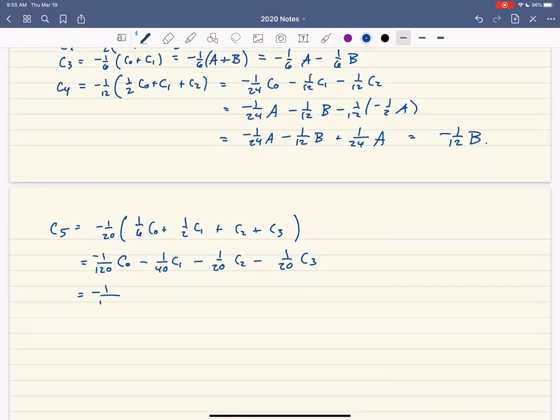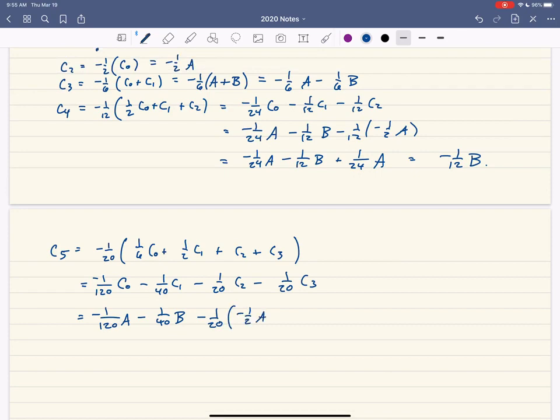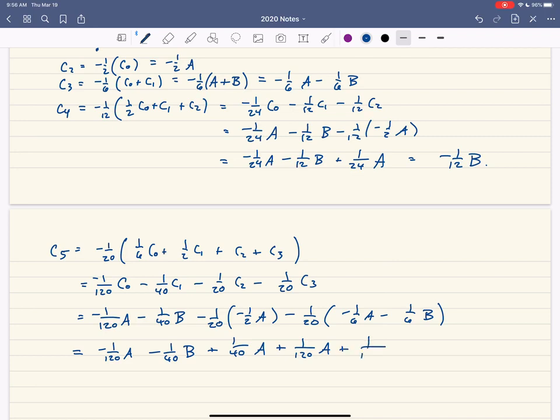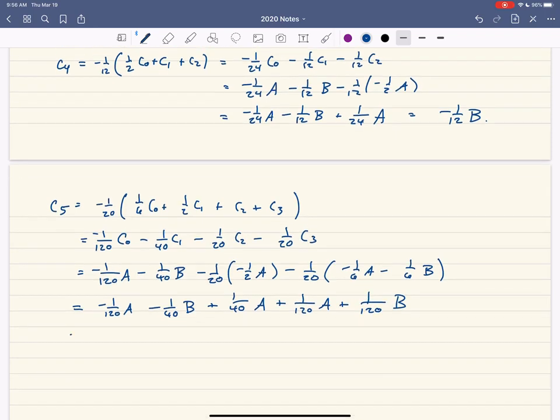And that is negative 1/120 times A minus 1/40 times B minus 1/20 times C2. C2 we said was negative 1/2 A. Minus 1/20 times C3. C3 we said was negative 1/6A minus 1/6 B. And so we just have to figure out what's going to happen here. We're going to have negative 1/120 times A minus 1/40 times B plus 1/40 times A plus 1/120 times A plus 1/120 times B. And so that simplifies to, so negative 1/120A plus 1/120A, those cancel.